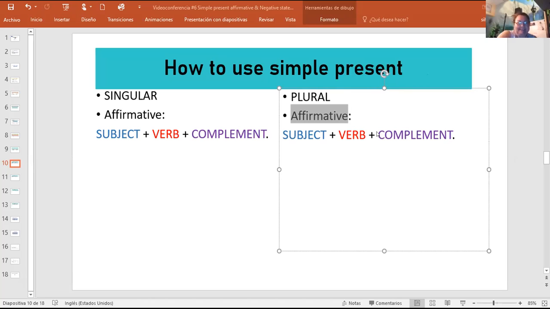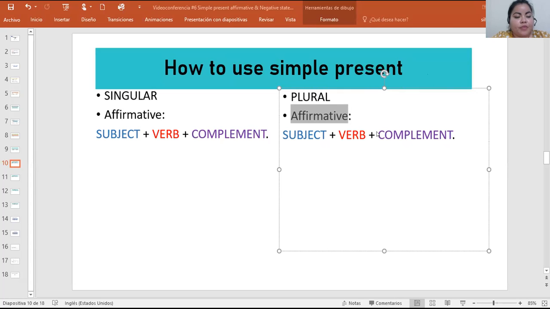Yeah, Petronila. I run in the morning. She dances on the floor. Yes, very good. He runs in the park. Very good. Mario plays soccer. Only that. Mario plays soccer.